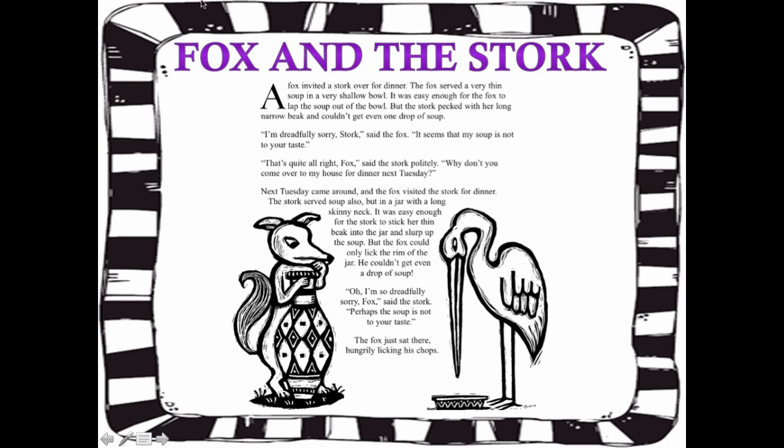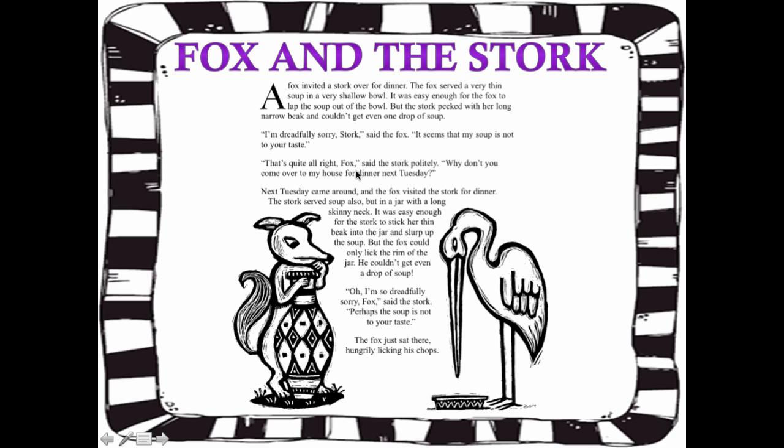A fox invited a stork over for dinner. The fox served a very thin soup in a very shallow bowl. It was easy enough for the fox to lap the soup out of the bowl, but the stork pecked with her long, narrow beak and couldn't even get one drop of soup. "I'm dreadfully sorry, Stork," said the fox. "It seems that my soup is not to your taste. Look at this shallow bowl down here. It's short, and look at this long beak that the stork has. She couldn't get any of the soup."